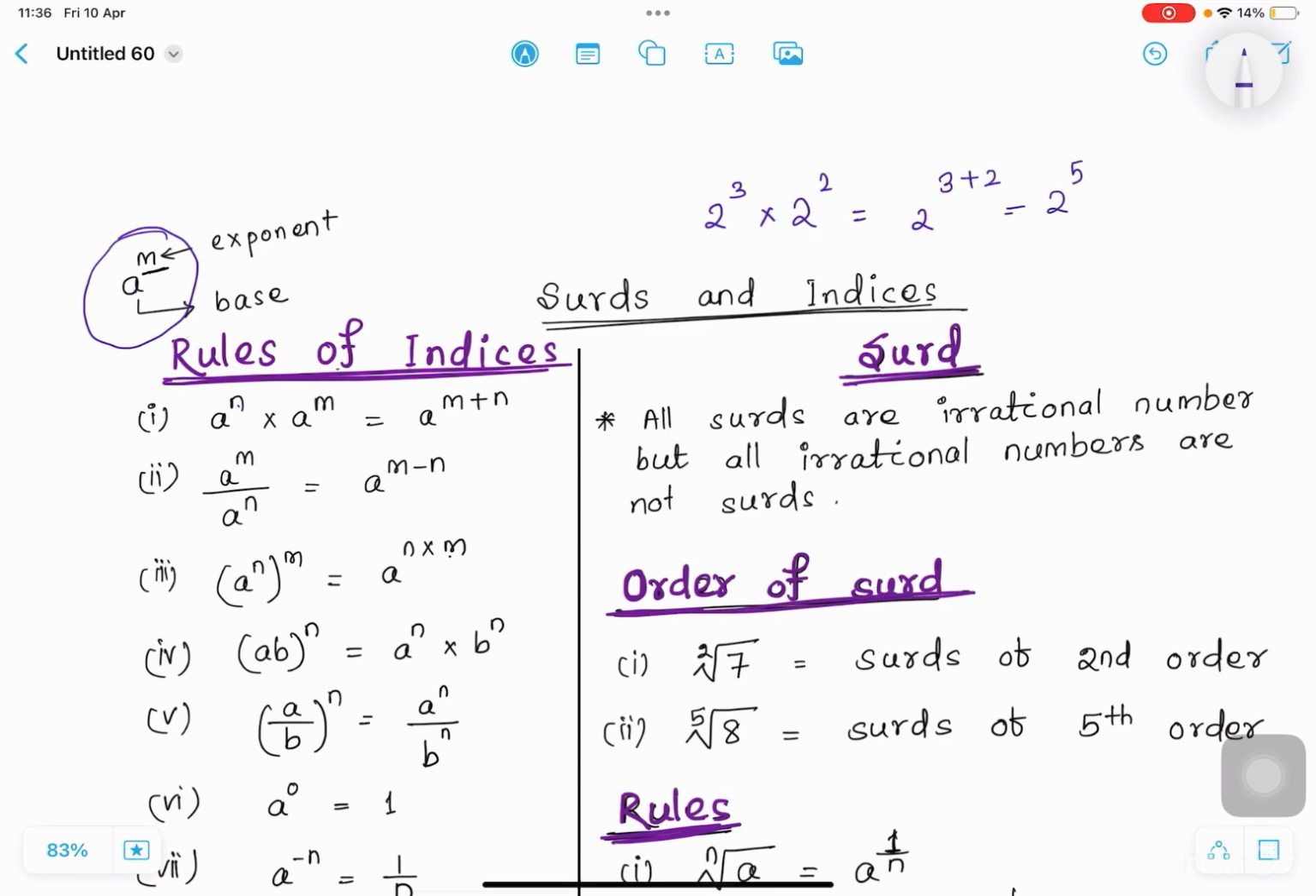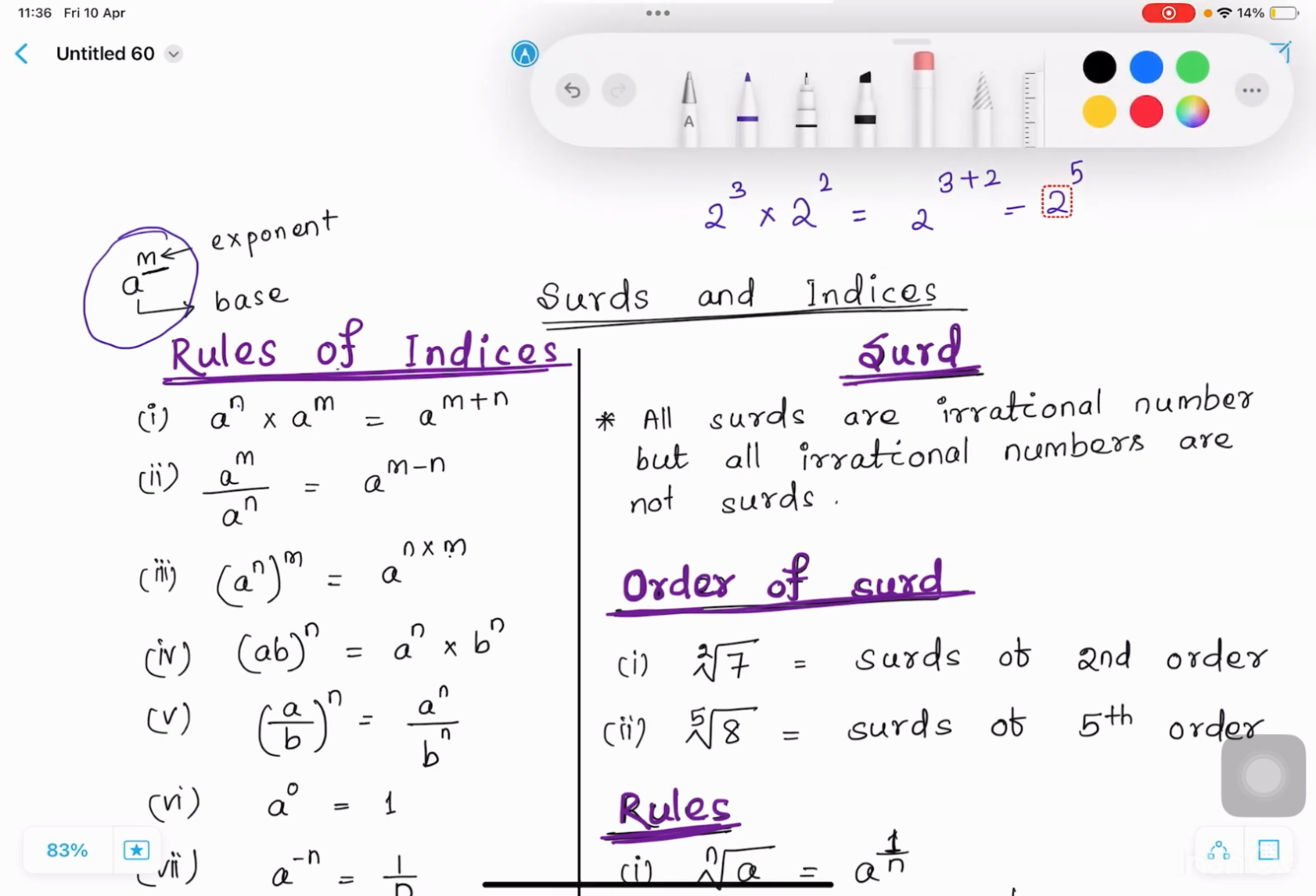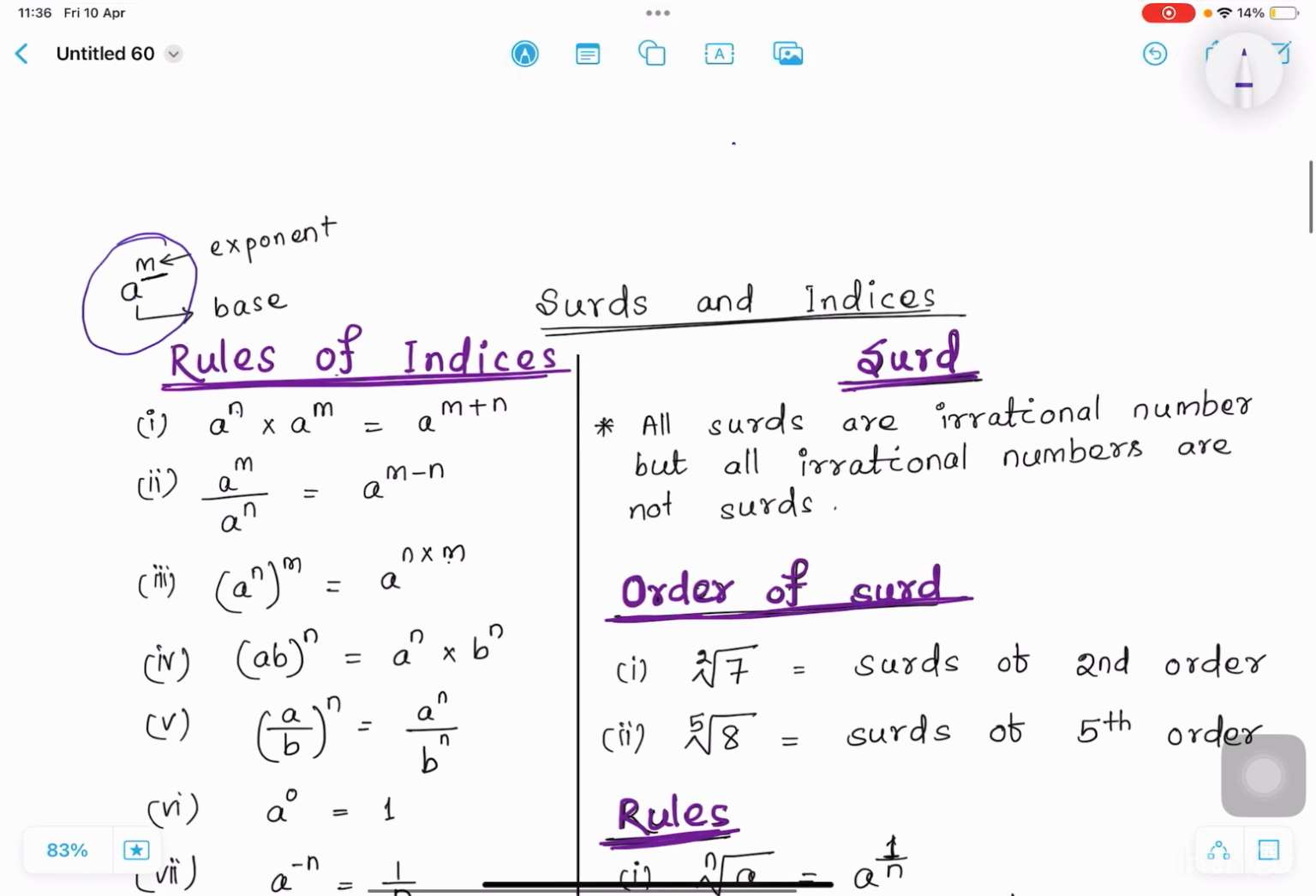Okay, so likewise a to the power m by a to the power n. If the bases are the same and we divide, then we can subtract the exponents, like a to the power m minus n. Similarly, if I am writing 2 to the power 3 divided by 2 to the power 2, then I can write 2 to the power 3 minus 2, that is 2 to the power 1. Okay, 2 to the power 1 means 2.